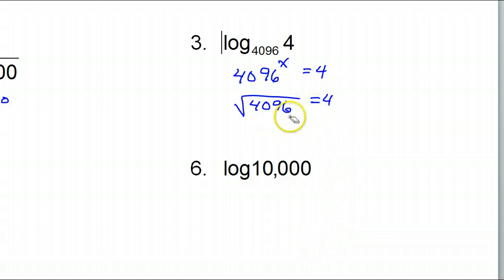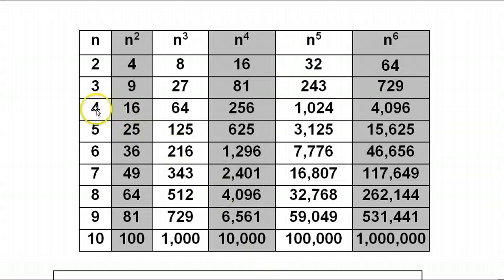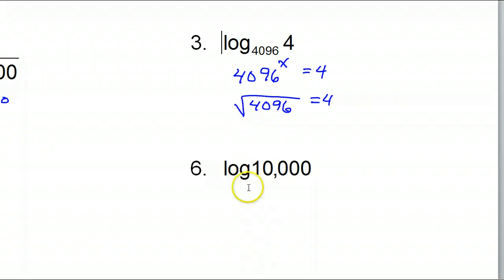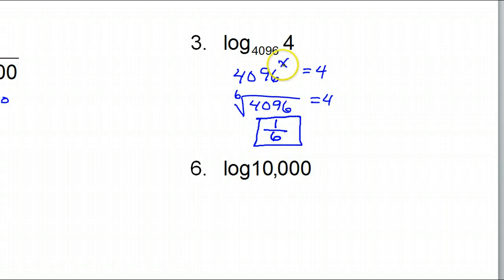Let's look for 4 and 4096. Okay, there's 4 and 4096. That is 4 to the 6th power. That means the 6th root of 4096 is 4. 6th root. Okay, so that means the 6th root will get the job done, but the 6th root is the same thing as the 1/6 power. So that's what x would need to be. Anytime you see a bigger number go into a smaller number, you know it's going to be some kind of a fraction.